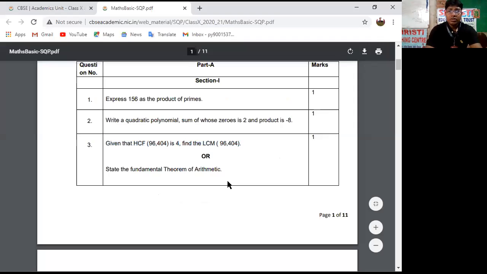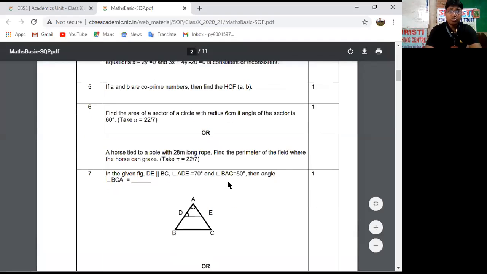Select any question for practice. Just observe here question number 5, which says: if A and B are co-prime numbers, then find the HCF of A and B. Very simple. This is also a 1 mark question.